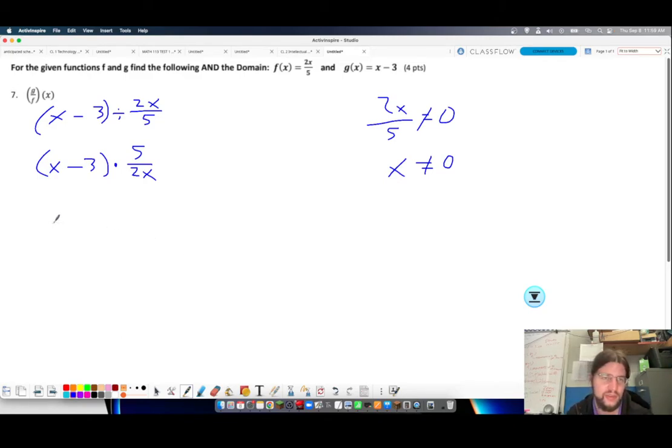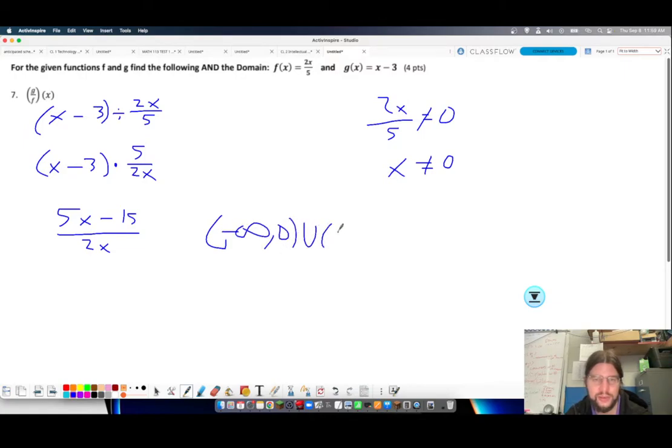Okay. Distribute. And there you go. The domain, if you wanted interval notation, would be negative infinity to 0, union 0 to infinity. It's everything but 0, people. 0 is the only thing not allowed.